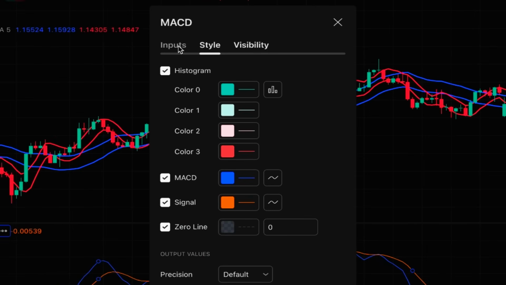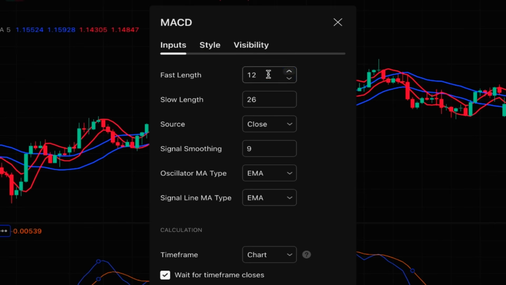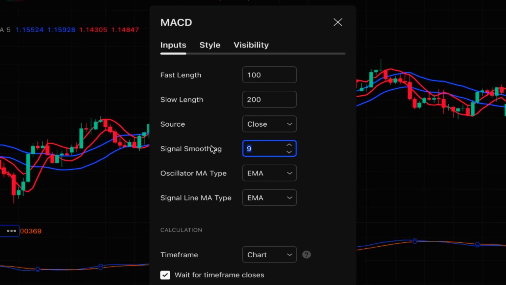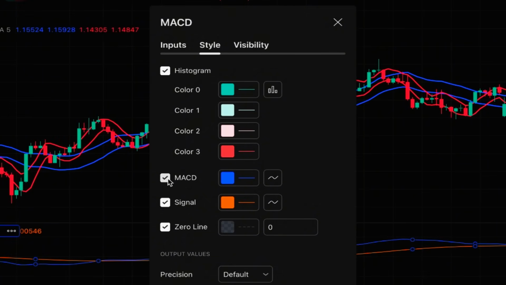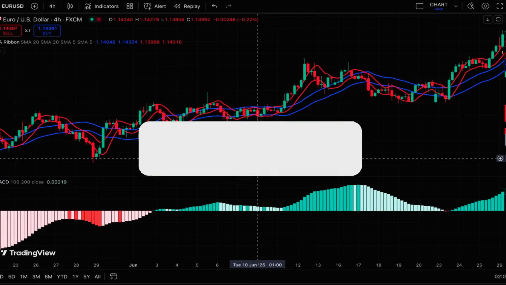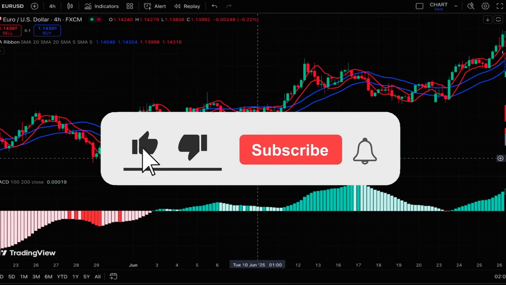First, here in the inputs tab, for the fast length, we set it at 100. For the slow length, we set it at 200. And here for signal smoothing, we set it at 50. And then here in the style tab, we remove the MACD line and signal line because we only need the histogram. Everything is already set on the chart, and let's see how we trade based on this trading strategy.